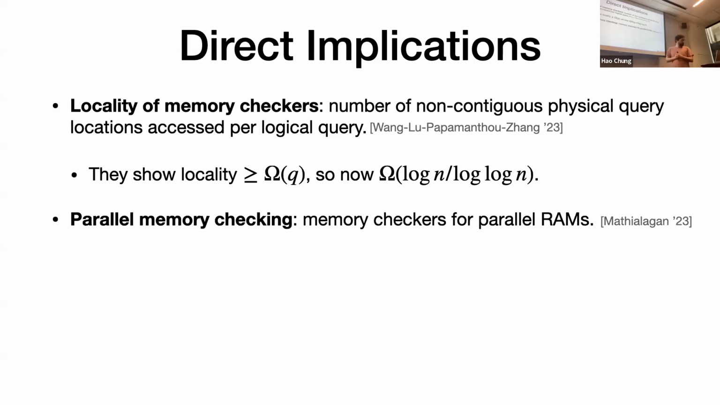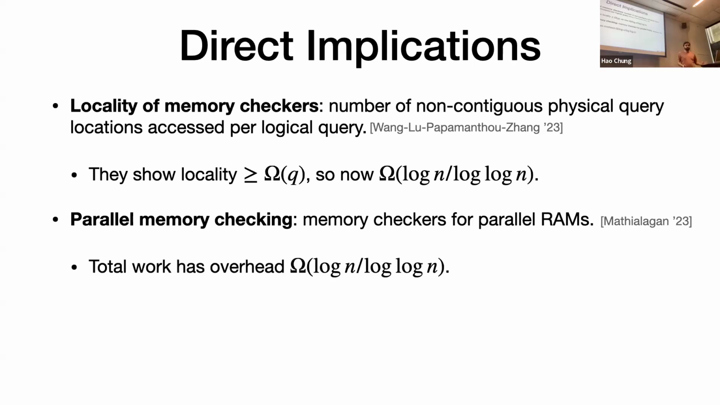Also, Surya Mathialagan defined a notion of parallel memory checking, where you have a bunch of users accessing the same memory at the same time. Just by plugging in our lower bound, we can show that even randomized and adaptive parallel memory checkers must have total work with an overhead factor of at least log n over log n.